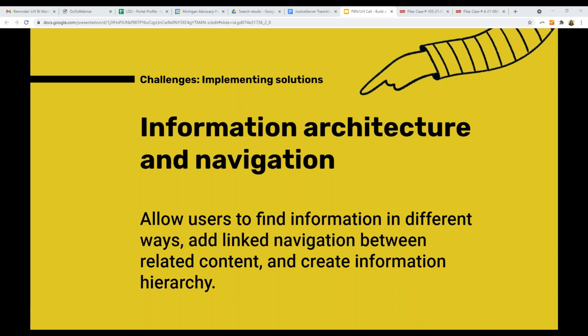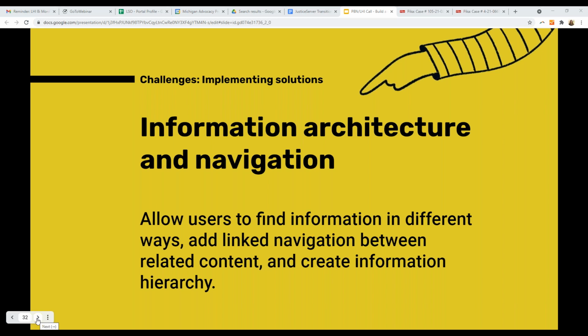It might not just be users. You might have partners who are accessing your resources. There might be other people who are coming to find information. So thinking about ways to elevate information for different audiences, making sure to add linked navigation across relevant content so that there's always a way to get to that information, even if a user can't find that direct process. And clear information hierarchy.